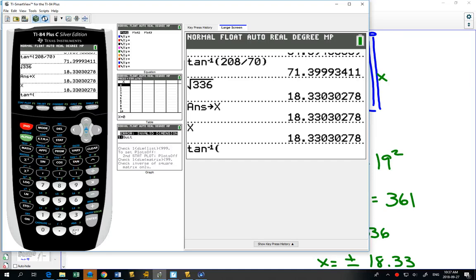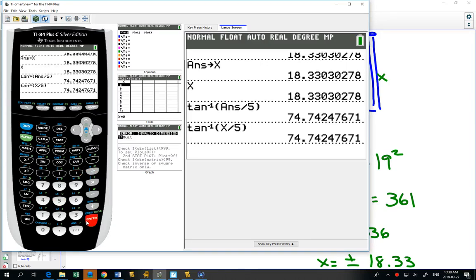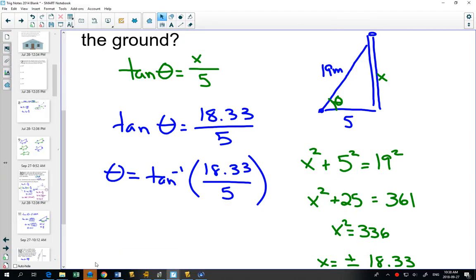So you go second, answer, divided by, what was it divided by? 5? And it tells us the angle is 74.7 to the nearest degree, 75 degrees. But if you did store it as x, you could have gone tan inverse of x divided by 5. Since that's the same number, it comes out as the same result, 74.7 to the nearest degree.